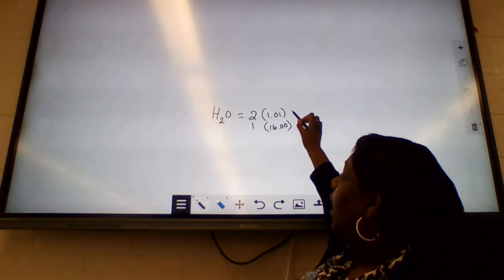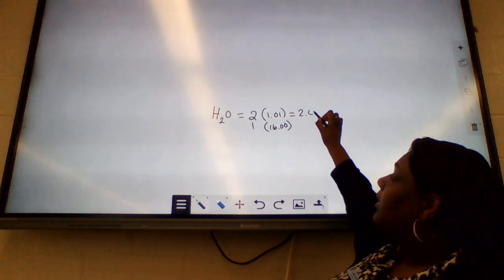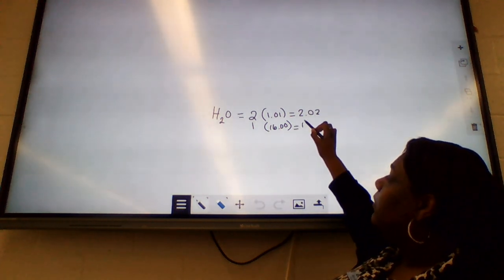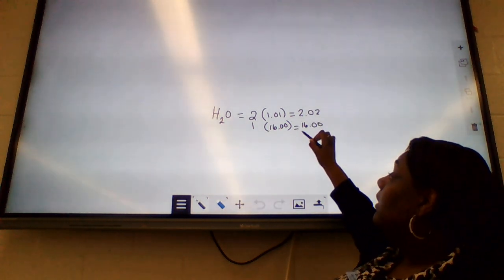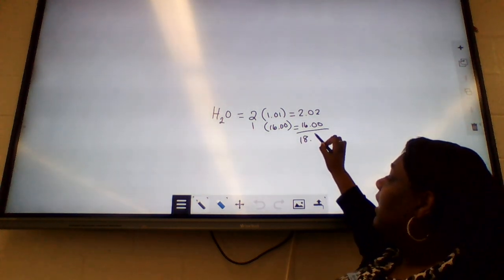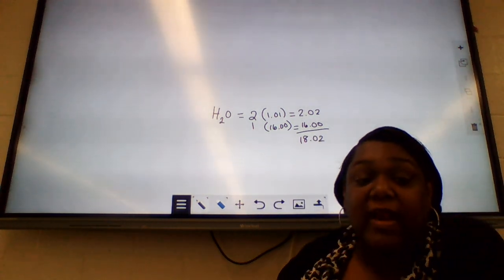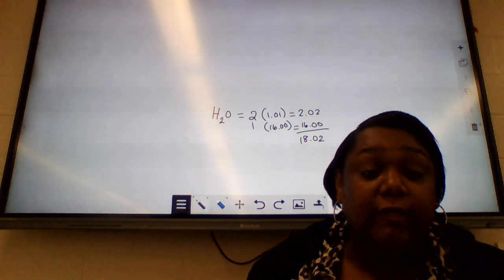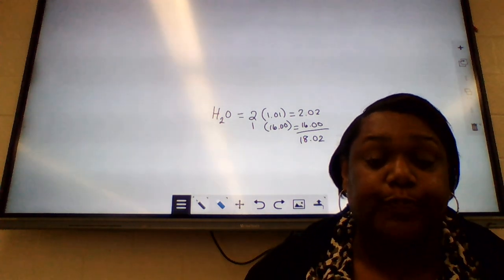Now, I highly recommend that you round your masses to 2 places after the decimal. That's how I will do all of my assignments, is rounding them to 2 places after the decimal. Your book will sometimes use more than that, but for all the problems that I'm doing, I will be using 2 places after the decimal.